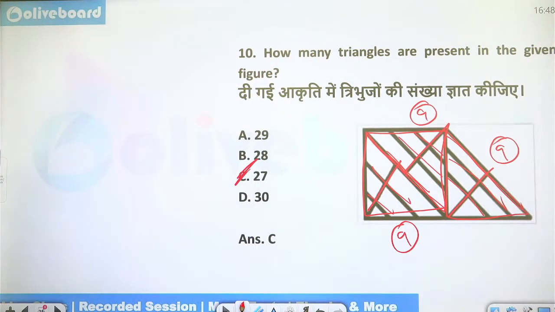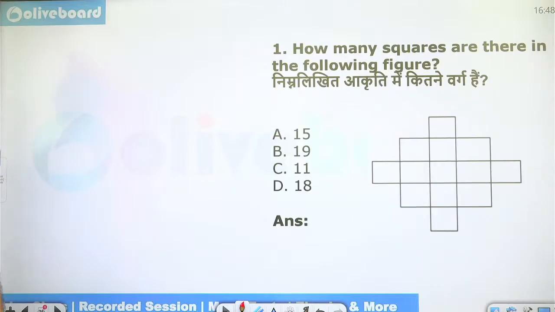Alright, now let's switch to squares. Squares and rectangles. How many squares are there in this figure?